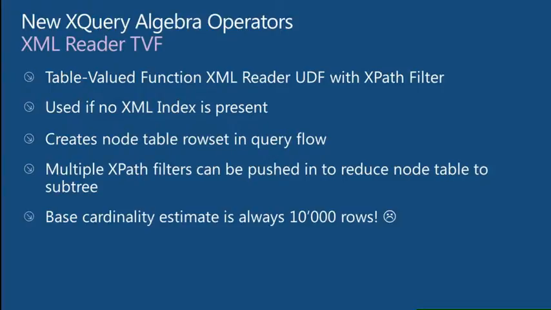But we already talked about the cardinality. It's always 10,000 rows, although if we push some of the paths in some circumstances, we can reduce the number a little bit.